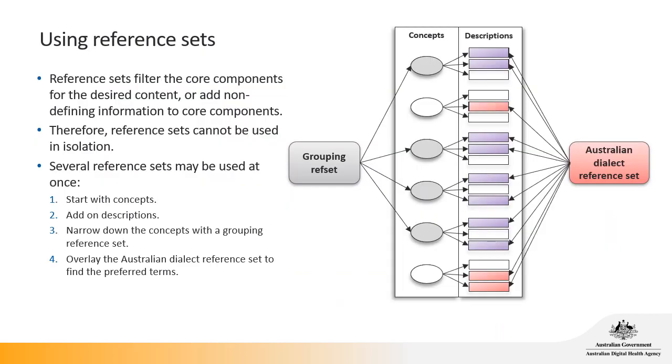So how do we work with reference sets? Several reference sets can be used at once, and you can use combinations of reference sets to get the data that you need. For example, instead of using all concepts, you can filter with a grouping reference set, such as the clinical finding reference set, which gives you the concepts you need, shown in the grey circles. You can then join the descriptions table to get the human readable terms in the second column. However, you then need to overlay the Australian dialect reference set on the descriptions to get the preferred terms, which are the purple rectangles.